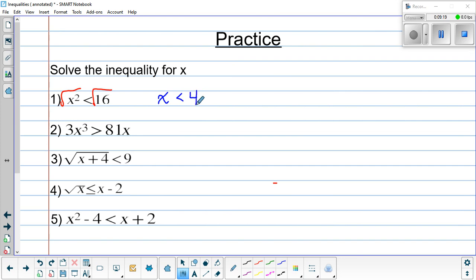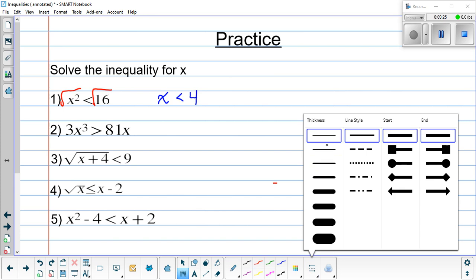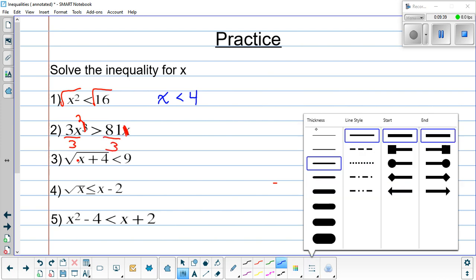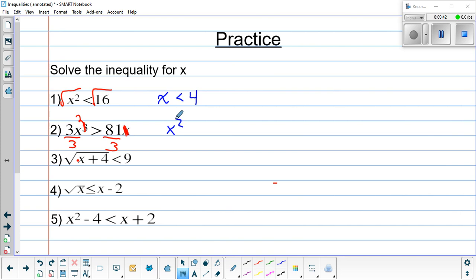times 4 is 16. Now, we have something that we want to simplify first, right? So we have an x on both sides. So I'm going to cross out my x on the right, cross out this 3, and change it to a 2. Then, what else can I do? Well, I can divide by 3 here and divide by 3 here. So we're going to be left with x squared is greater than, well, 81 divided by 3, don't forget, is 27. Right? Because 7 times 3 is 21. 2 times 3 is 6.